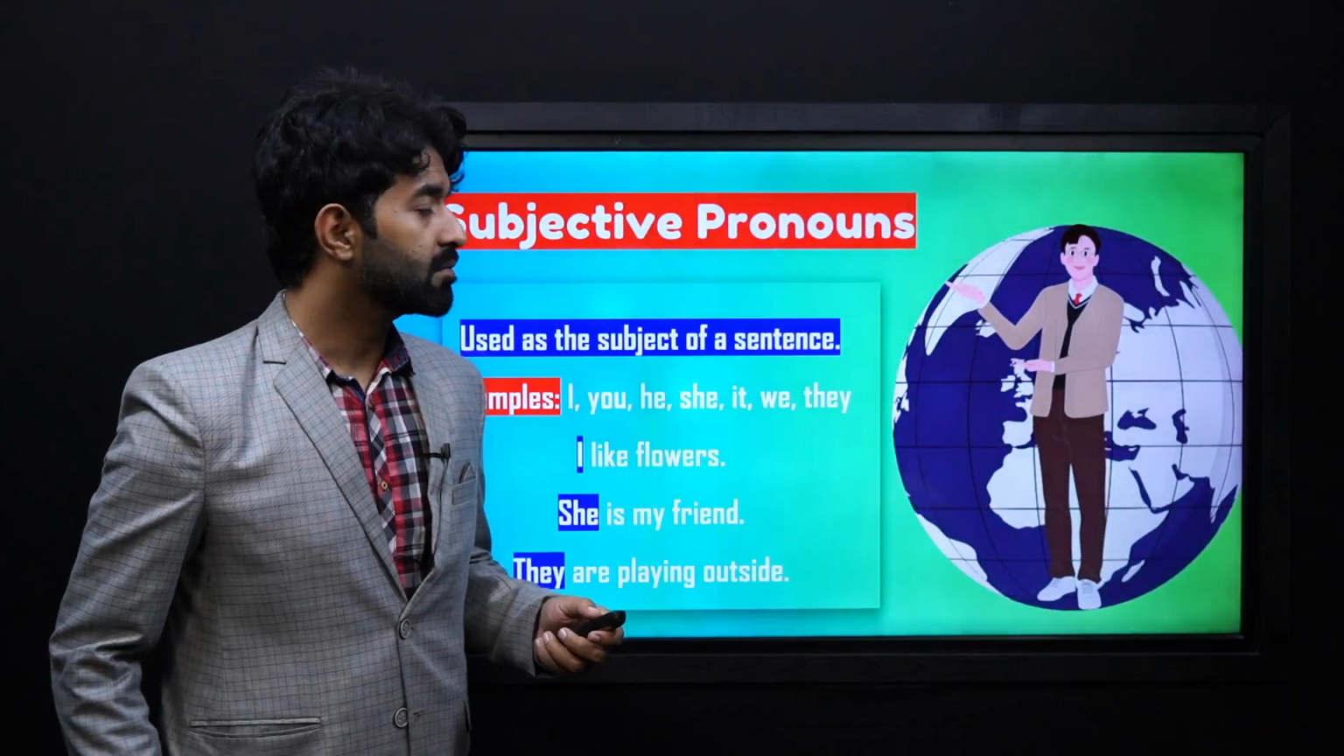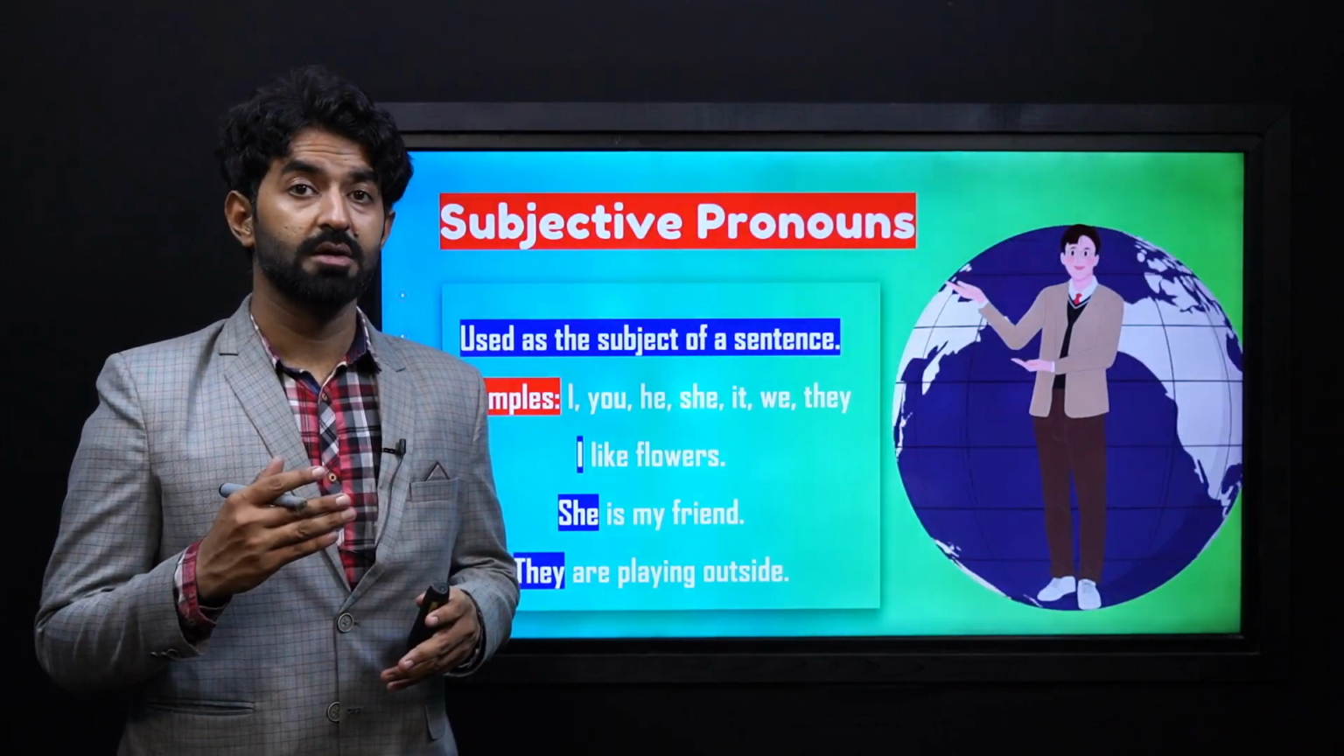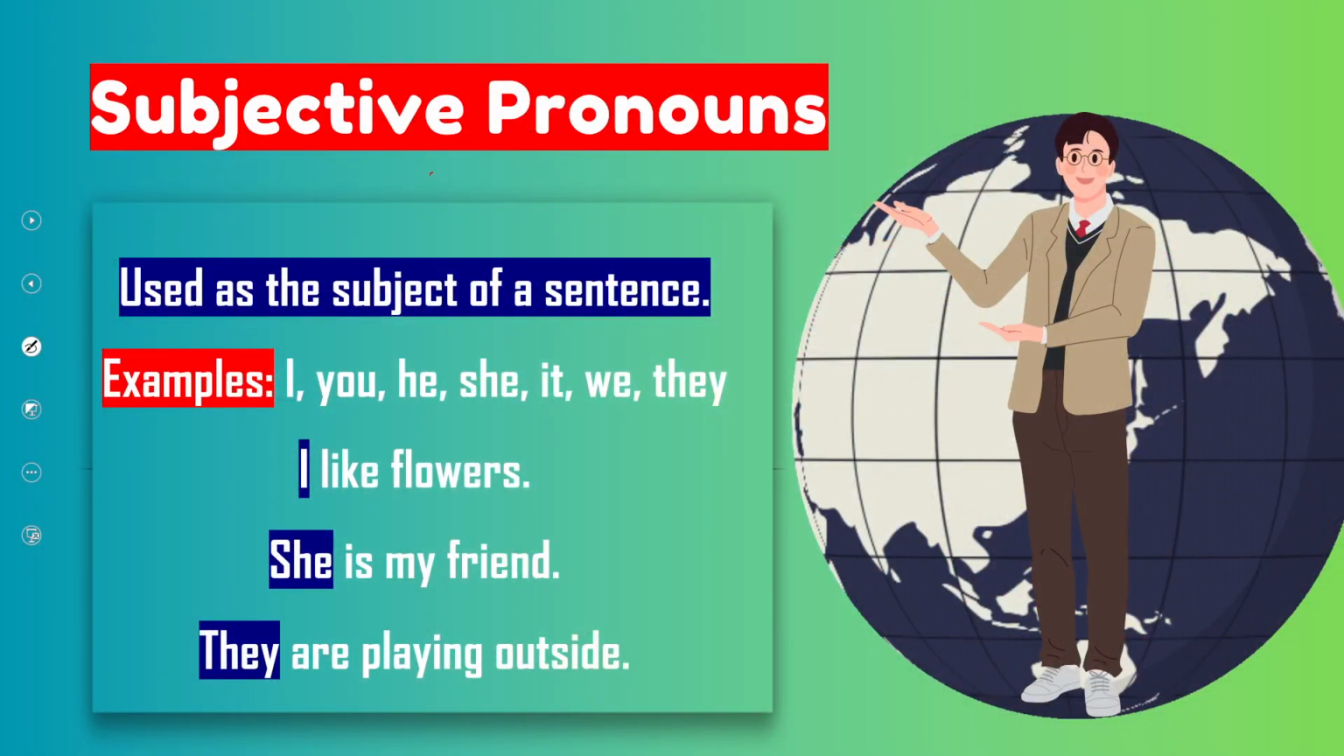Let's move on. Let's talk about subjective pronouns first. So subjective pronouns are used as the subject of a sentence. Let's look at an example. First, we have all these subject pronouns, subjective pronouns as we call them, and now let's look at them in different sentences. So in the sentence, I like flowers, I is a subjective pronoun. It is used in place of a name. The name could be Ahmad, Maryam, or John, or anything.